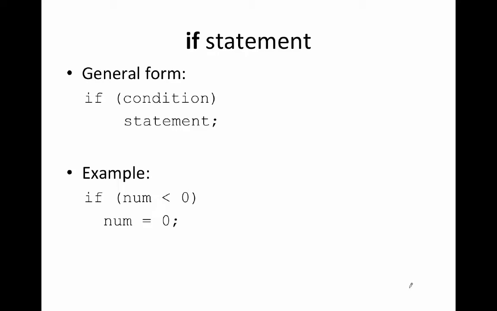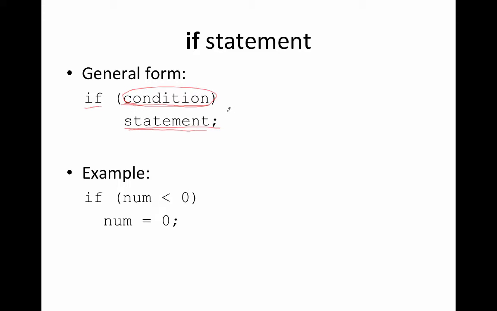The if statement in C is used to choose whether an action is executed or not. The general form looks like this. We start with the reserved word if, then we have a condition, some relational or Boolean expression that must be in parentheses, and then the action is the very next statement, whatever that happens to be. So if the value of the condition is true, we're going to execute the statement, and if the condition is false, we're just going to skip the statement entirely.